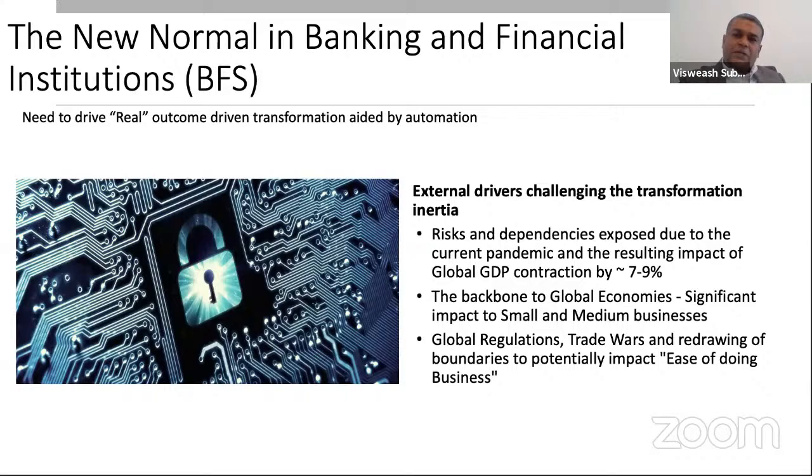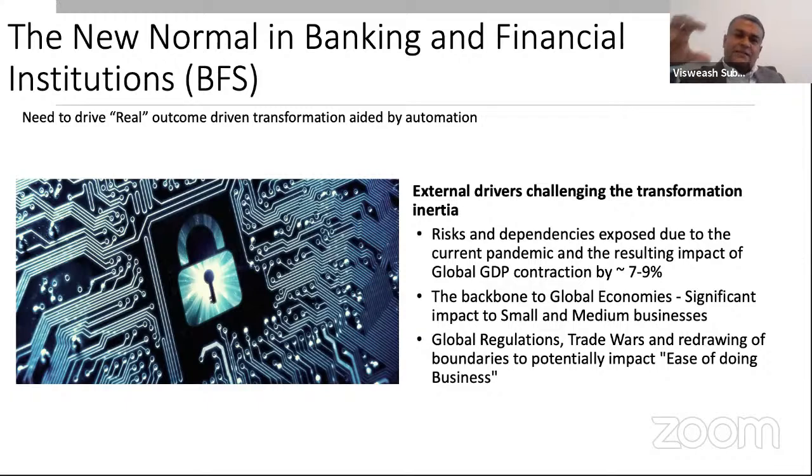The backbone for global economies, which run the money across the economies across the globe, are small and medium enterprises. The impact of small and medium enterprises because of this pandemic has been significant globally. And how are they going to recover to be the bloodline of the economy going further? And add on top of it the socioeconomic situations, the political situations, the trade wars, the boundaries being redrawn, and the lack of ease of doing business globally.